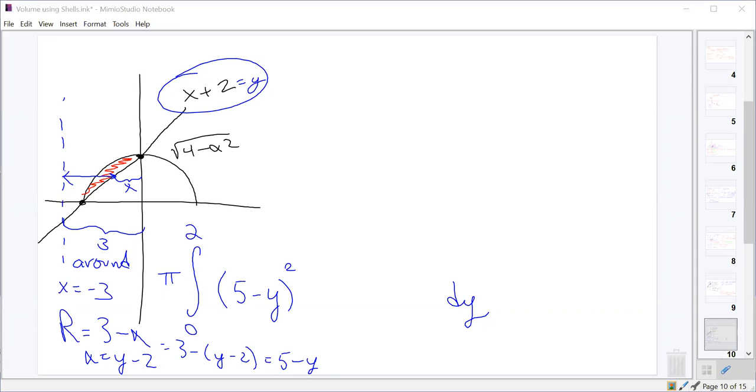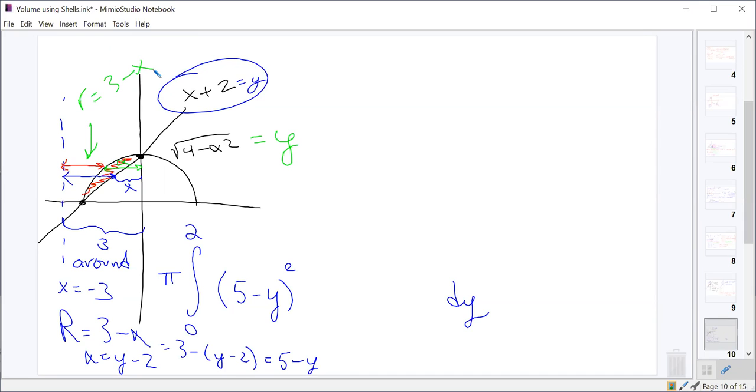What about the inner radius? The inner radius goes from here to the other function, doesn't it? Should be 3 minus some other x value. True? But that x value comes from y equals the square root of 4 minus x squared. So what is that x value? This radius is 3 minus the other x.